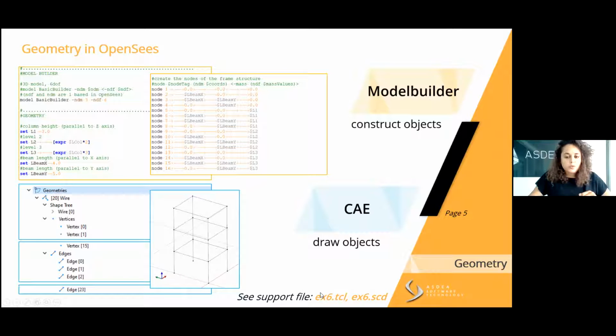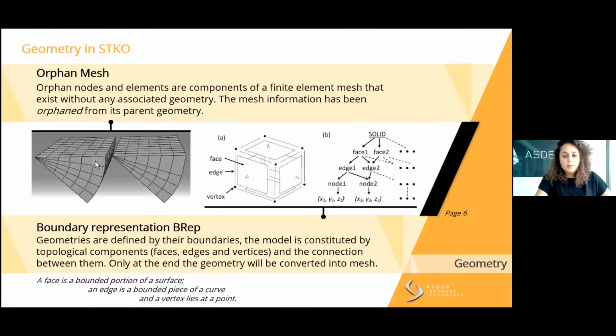We have support files that show you these two models, but I'm not going to go through them because it's really basic for now. The only thing that you really need to take care about in the beginning of your approach to STKO is that we are using a boundary representation approach to geometry and not an orphan mesh approach.